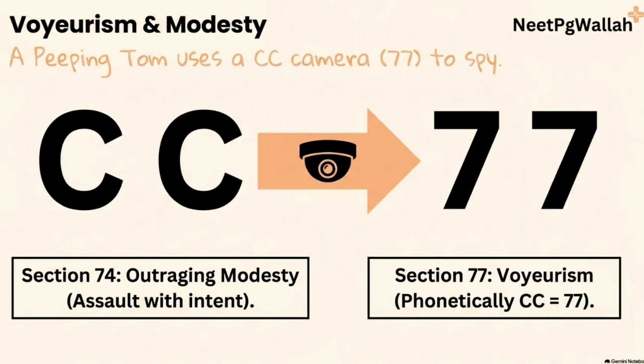Now, how on earth do we remember voyeurism? Think about it phonetically. A peeping Tom spies using a CC camera, right? Well, when you say CC out loud, it sounds exactly like 77. So Section 77 is voyeurism. Closely tied to this, just a few numbers down, is outraging the modesty of a woman, which is Section 74. So whenever you think of someone spying, think CC camera, and you'll immediately think 77.